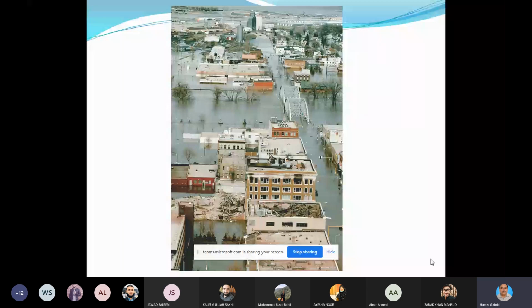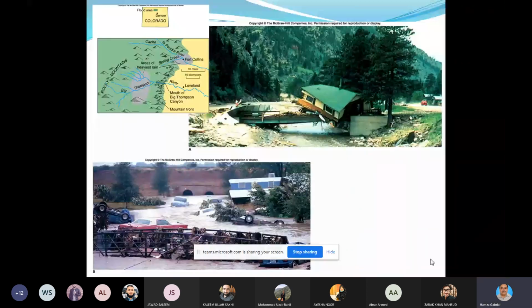This picture you see is the urban floods in 2010 of Hyderabad city, urban flooding, and more pictures of USA, the damages caused by flooding, riverine floods, and urban floods.